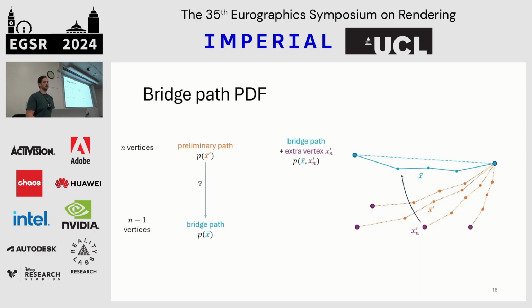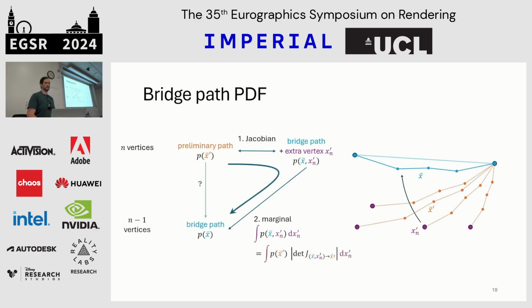So during the transformation, we will remember the last vertex on the preliminary path. This allows us to go back and forth between a preliminary path and that bridge path again. So we can use a Jacobian to at least transform the densities between these two spaces. But as we don't want this extra vertex, we have to integrate it away in the second step. So we have to compute the marginal density of the bridge path and that extra vertex.